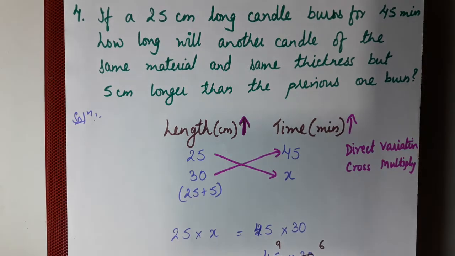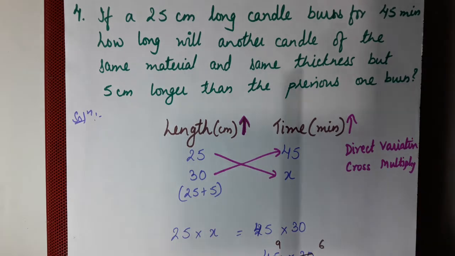Next question, question number 14. If a 25 centimeter long candle burns for 45 minutes, how long will another candle of the same material and same thickness but 5 centimeter longer than the previous one burn? Now here, instead of giving you the data directly, it is given as 5 centimeter longer than the previous one. So firstly, you need to make the two columns.